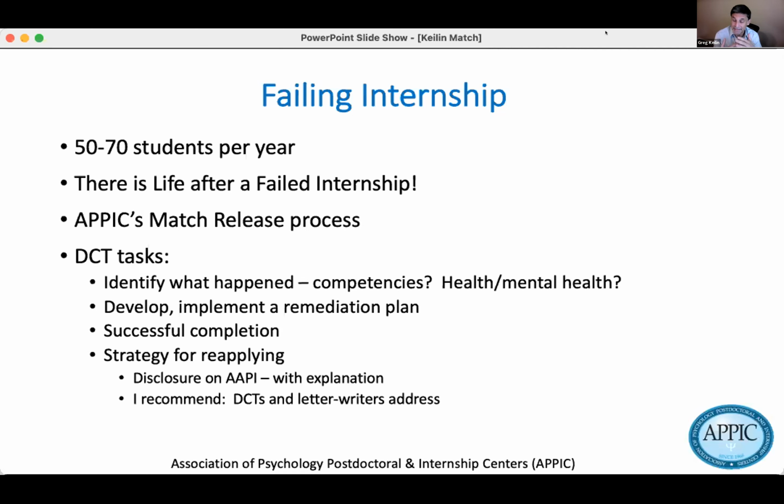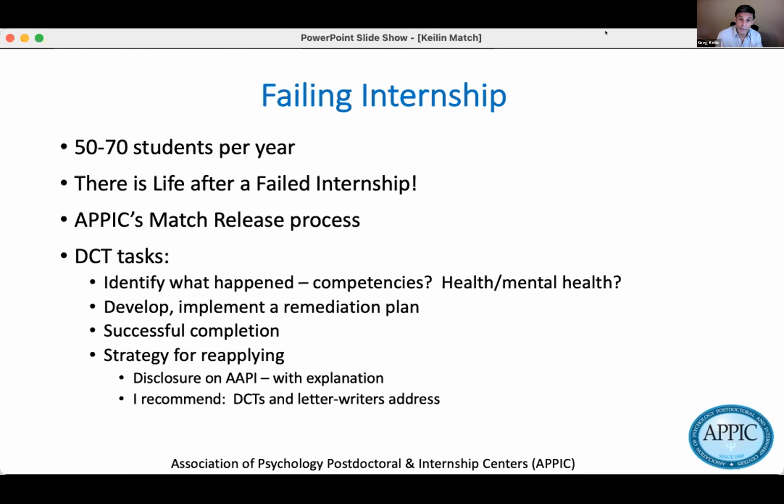but it is important to take the time to understand what happened, because then you can develop and implement a remediation plan. It's not always necessarily a remediation plan, it could be other things that are needed, but to really develop a strategy and a plan that really is going to meet the student's needs. I've seen some doctoral programs that just have a one-size-fits-all kind of approach to this, and I really don't think that works. You have to make sure the student successfully completes whatever plan or intervention you decide on before they reapply.